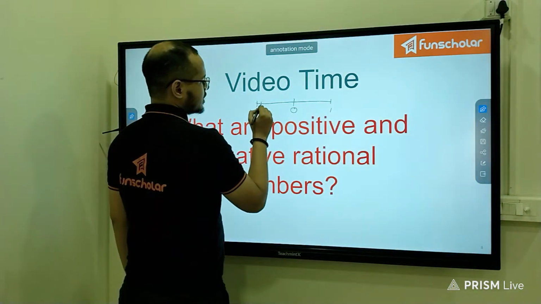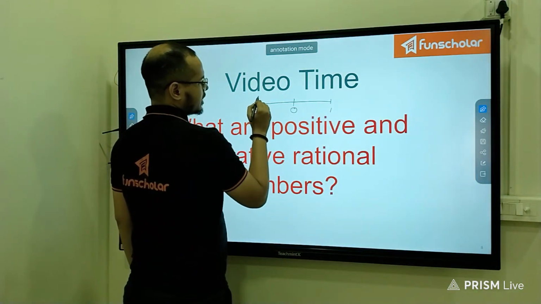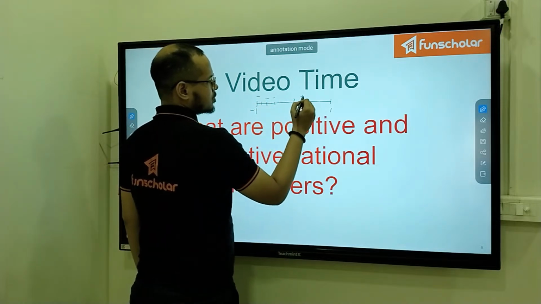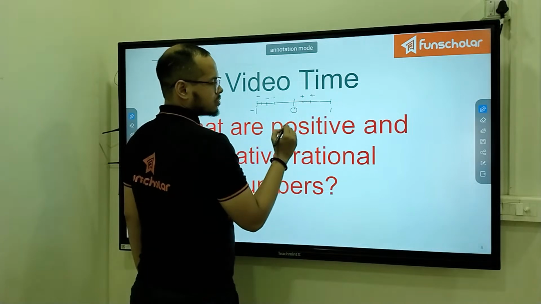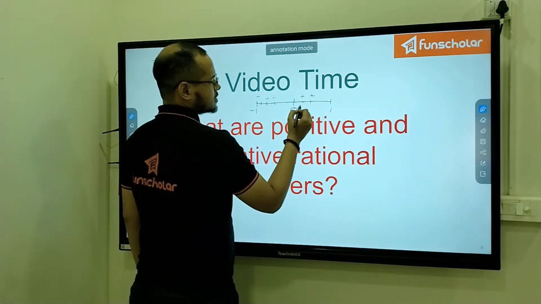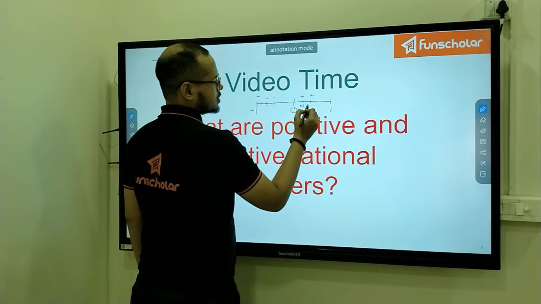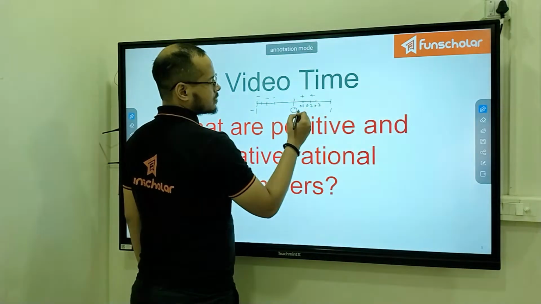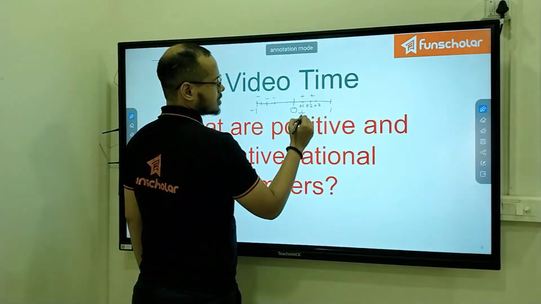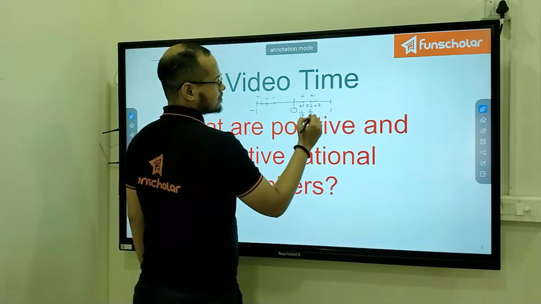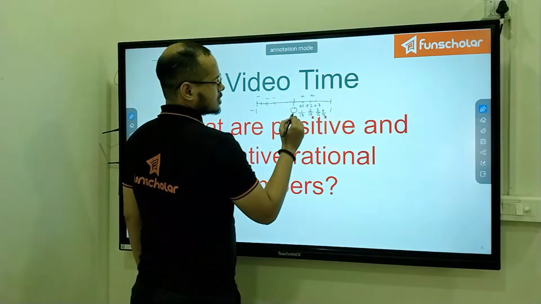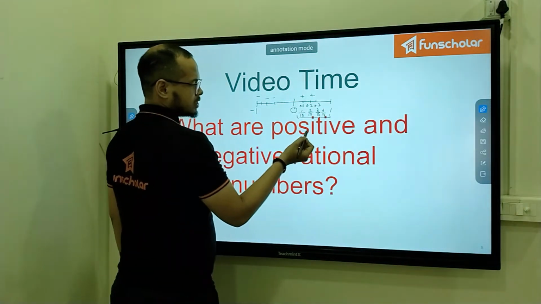If I divide this part, it is going to be in minus. All these points are going to be in minus. Similarly, all these points are going to be on plus. So if I say this number is 0.1, 0.2, 0.3, these are decimals. Converting decimals to fractions, it is going to be 1 by 10, 2 by 10, 3 by 10, 4 by 10, like that. So these are all positive.